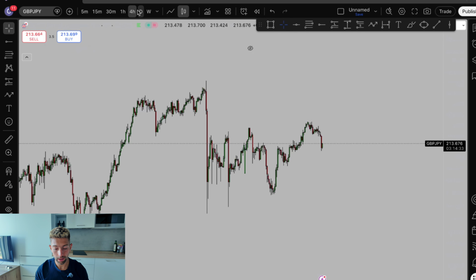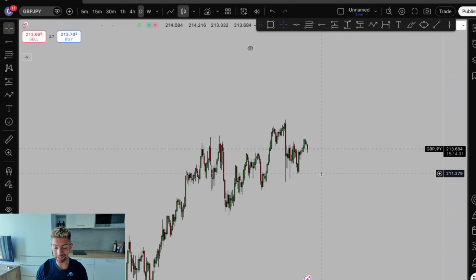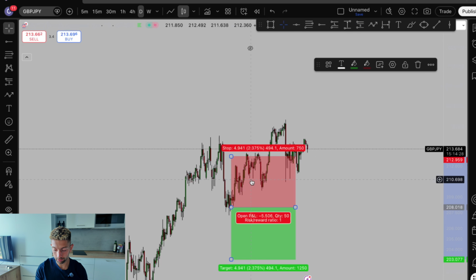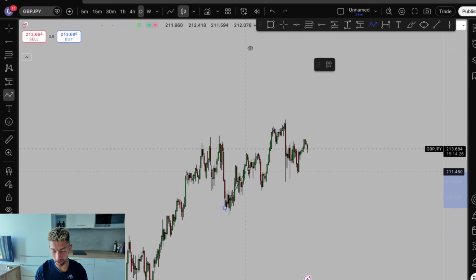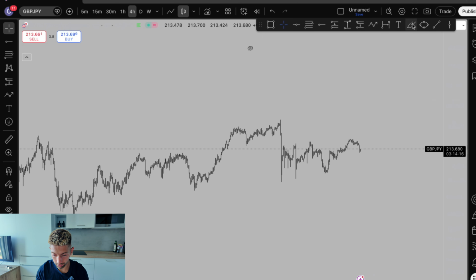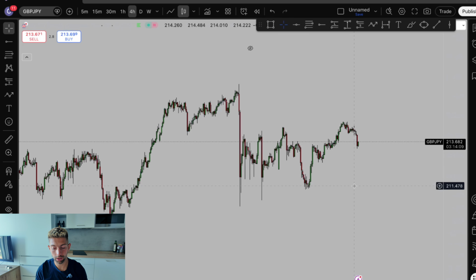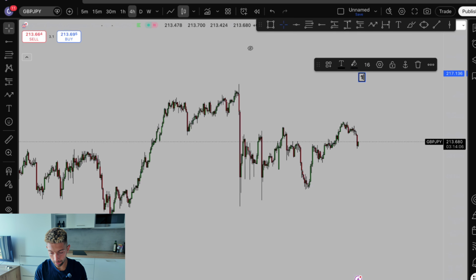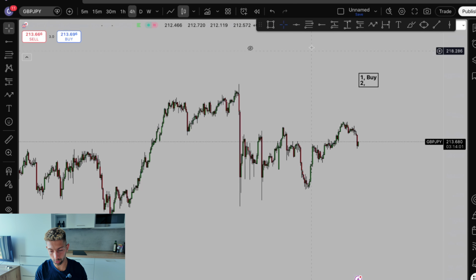So basically, if I go on a daily time frame, you can see that market is creating a series of higher highs and higher lows, higher highs and higher lows, which means we are trending bullish, right? If I go on H4, it's the same thing. Higher highs and potentially higher lows, which means market is trending bullish, which means first of all, I want to buy.